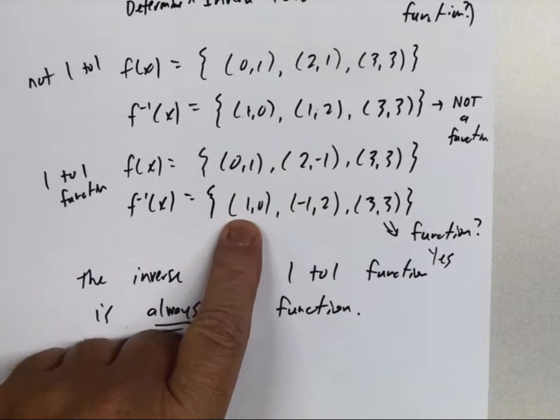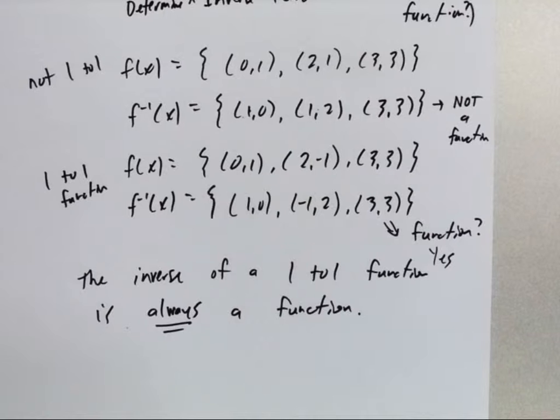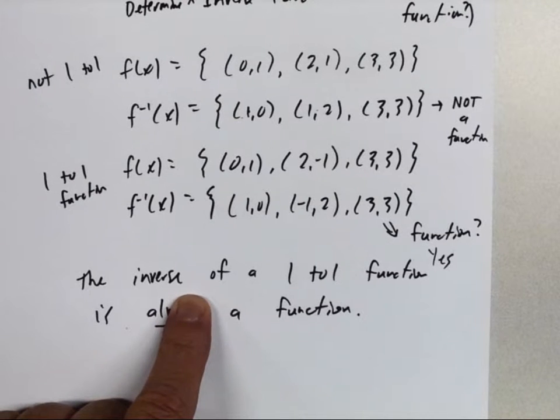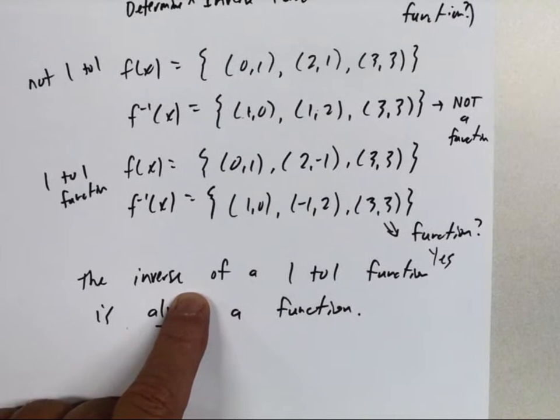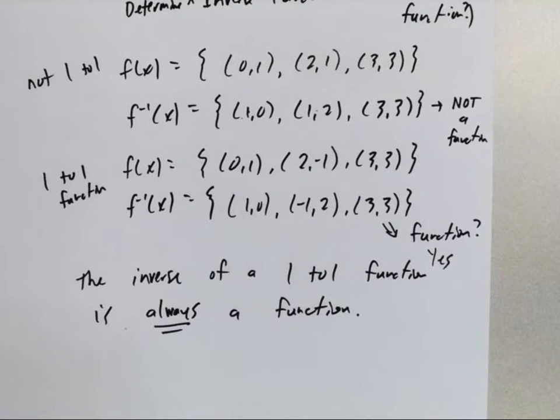And it is. Look at the inverse. 1, -1, 3. It's also a function. So the big way that 1-to-1 functions tie in with inverse functions is, if you have a 1-to-1 function, you know the inverse is also going to be a function.